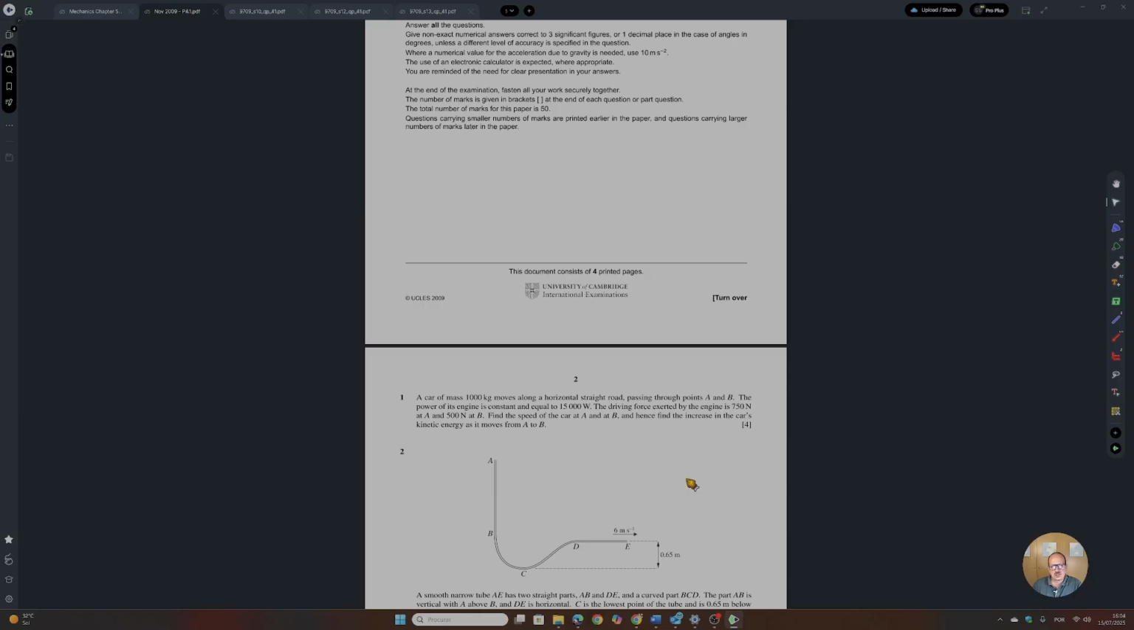The power of its engine is constant and equal to 15,000 watt. The driving force exerted by the engine is 750 newtons at A and 500 newtons at B. Find the speed of the car at A and B, and hence find the increase in the car's kinetic energy as it moves from A to B. So you are given information about the power, and you are also given information about the mass of the car, and you want to calculate speeds and then kinetic energies.